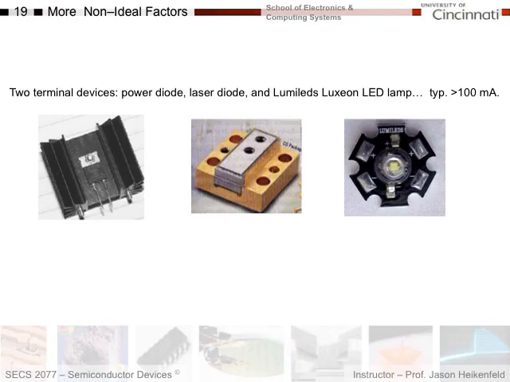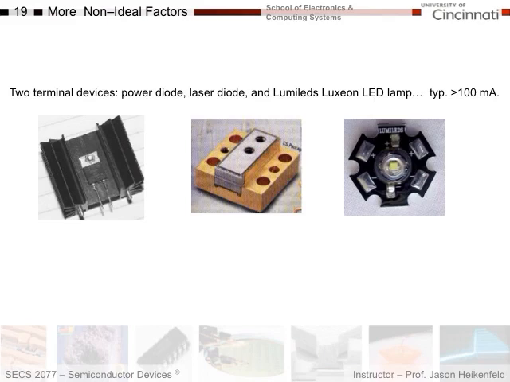Okay, part two, the last part for diodes. And so we're going to look at a couple more non-ideal factors. Breakdown was a non-ideal factor, and we're going to look at things such as power dissipation and contact potential in terms of how that affects diode behavior.